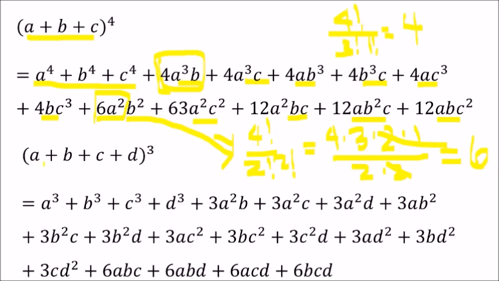Itong a plus b plus c plus d quantity raised to 3. Ganun din. Ilagay lang lahat ng mga possible variables and combinations and then saka problemahin yung kailangang mga coefficients. Okay, so hindi ko na-explain yan dahil pareho lang din naman dun sa taas.